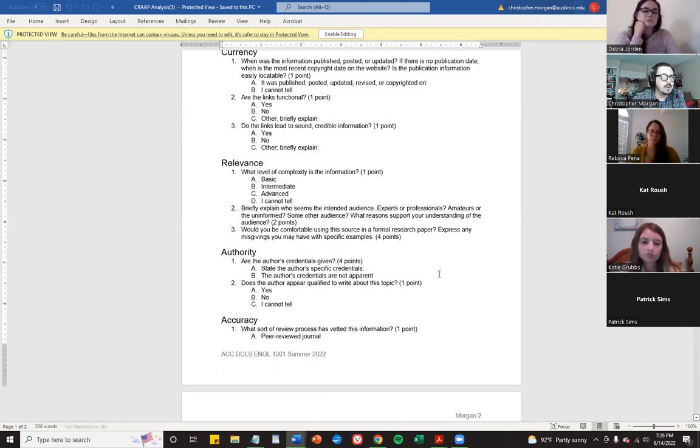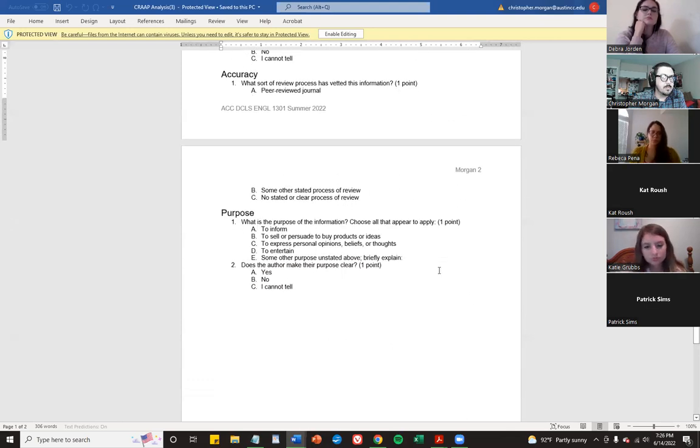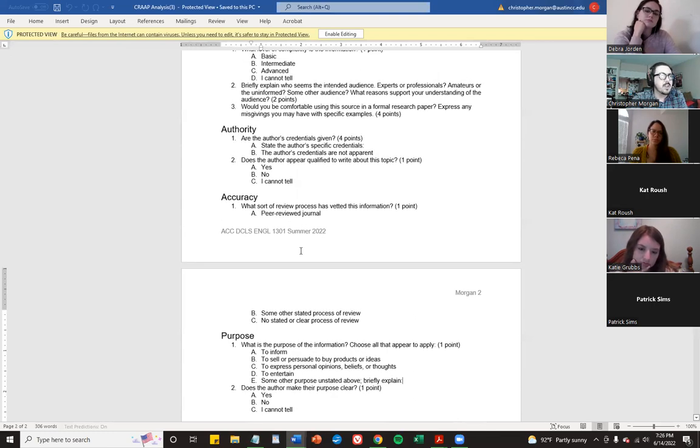And a couple of general ones. This one here is the purpose of the information, choose all that apply, right? We talked a little bit about its specific purpose. If it has some other purpose that maybe isn't stated here, briefly explain what the purpose is. Is it a twin purpose of some kind? Is it some purpose that isn't listed under any of these?